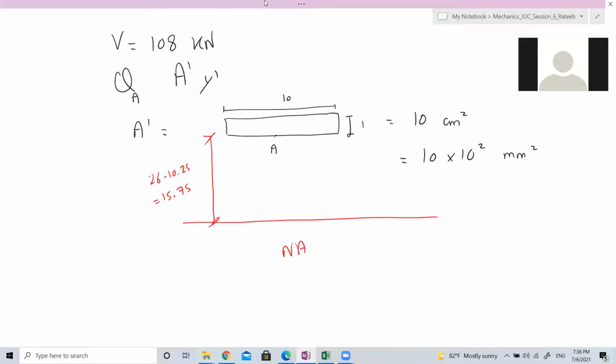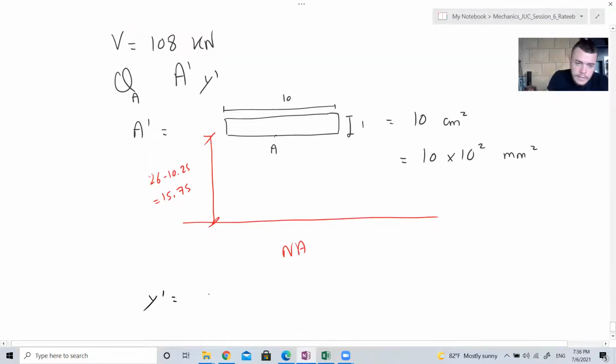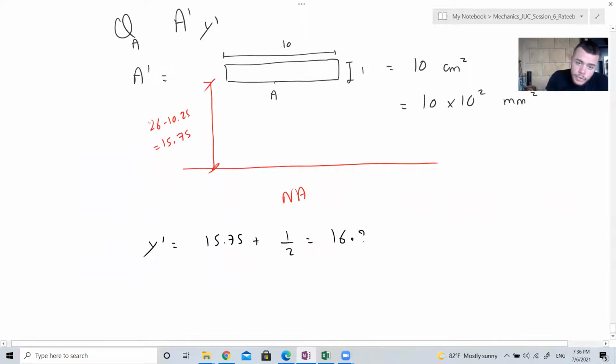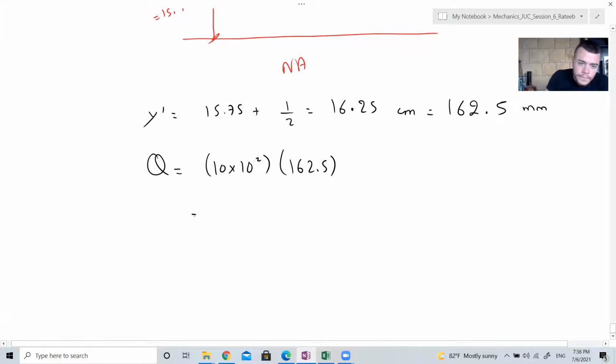So what is going half? Right. So Y prime is 15.75 plus half, which is 16.25 centimeter. Convert it to millimeter, so 162.5 millimeter. So Q is 10 times 10 to the power 2 times 162.5. Are we following or not?